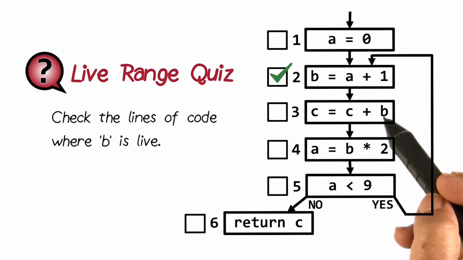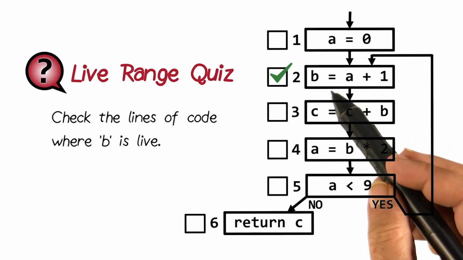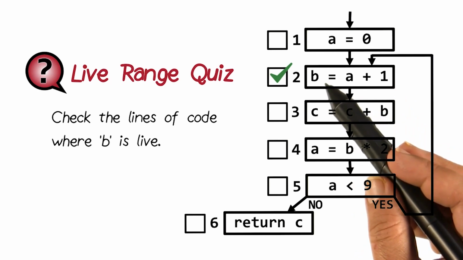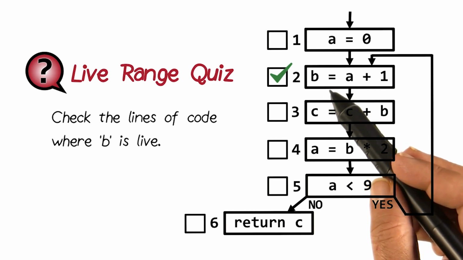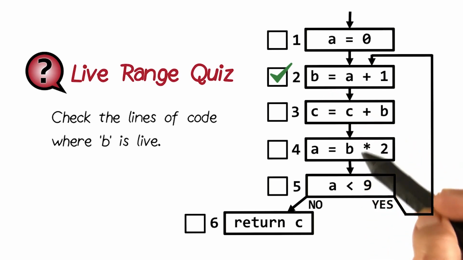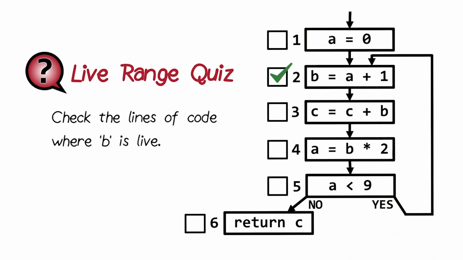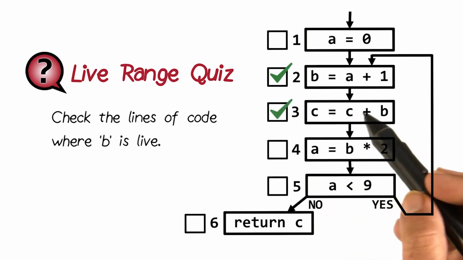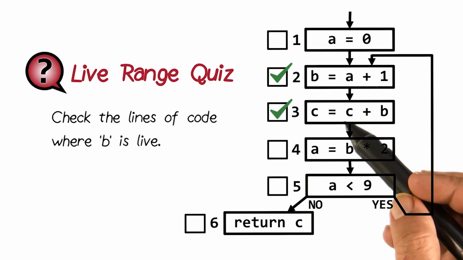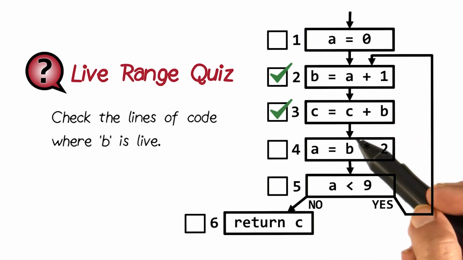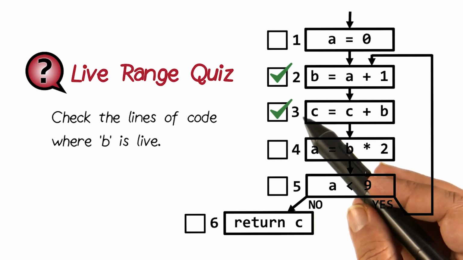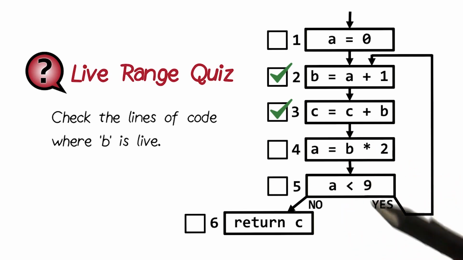Similarly, that same B is being used here, and so on. So the answer to the question of whether the value generated here is being used after this point somewhere down is yes, and therefore B is live here. Similarly, applying the same logic, is somebody using this value B after this particular program point? The answer is also yes at 3, because B is being used here.